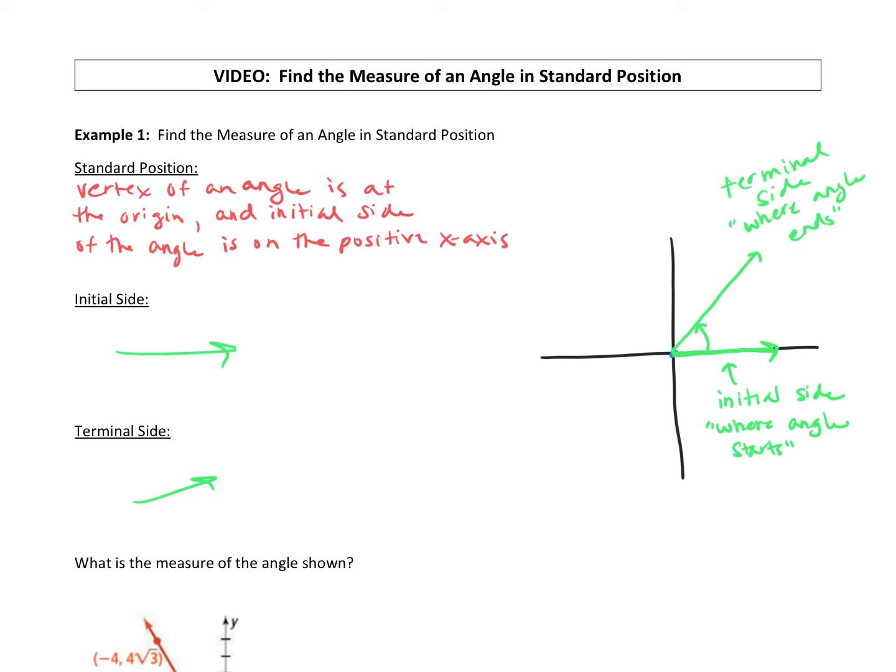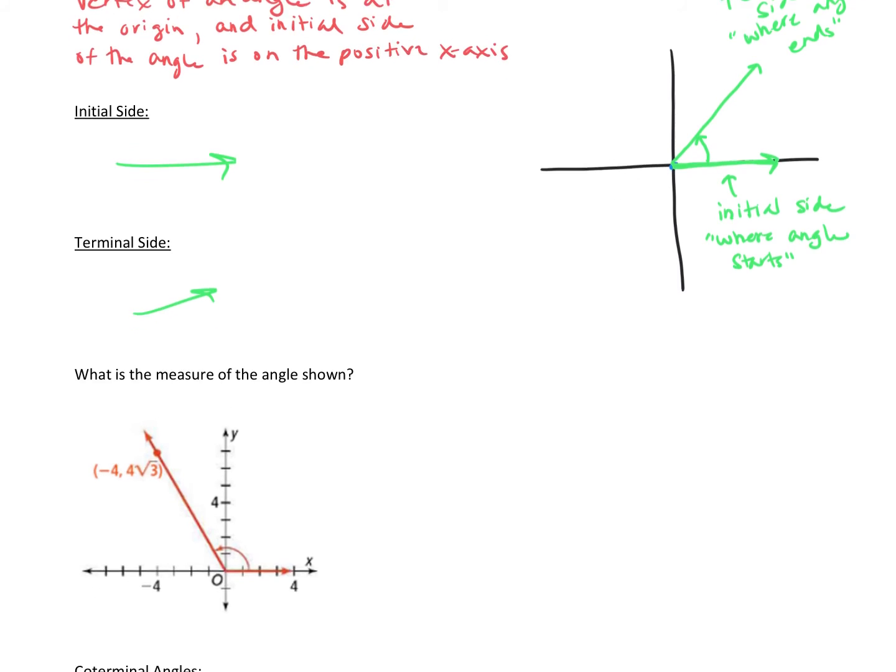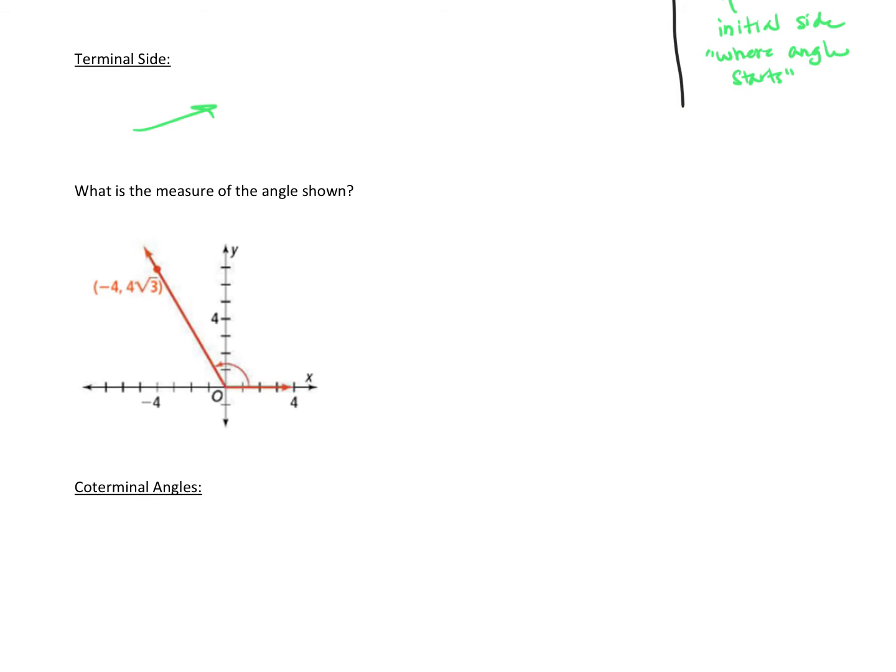So now let's look at an angle we're given. What is the measure of the angle shown? So we can see an angle in standard position. We have our initial side. We can see our angle is positive because it's going up, and this is the terminal side. They also gave us a coordinate right here. This point is on the terminal side of our angle, and that ordered pair is -4 for the x and 4√3 for the y.